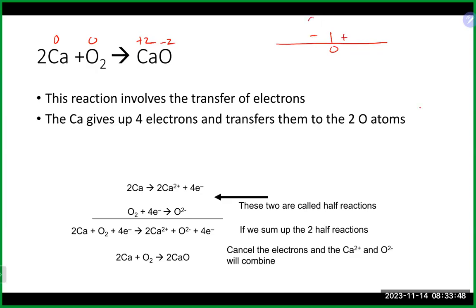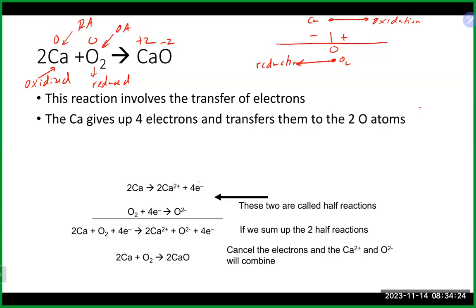If we look at the calcium, it starts at 0 and ends at +2, which means it's becoming more positive. So it is going through oxidation. The oxygen is starting at 0, and much like the last one, is becoming -2, becoming more negative. So it is going through reduction. So in this case, as we would expect, because that is a metal, the calcium is being oxidized, the oxygen is being reduced. And once again, that means the calcium is our reducing agent, and the oxygen here is our oxidizing agent.